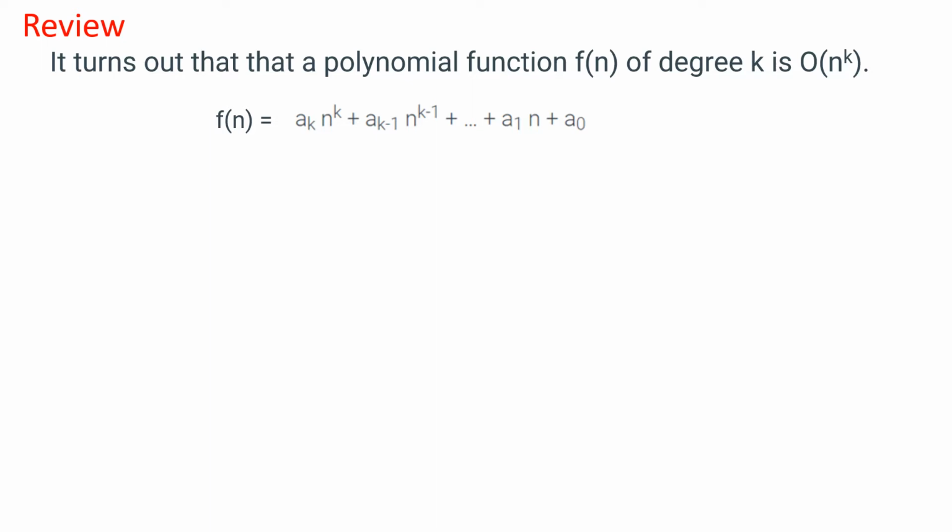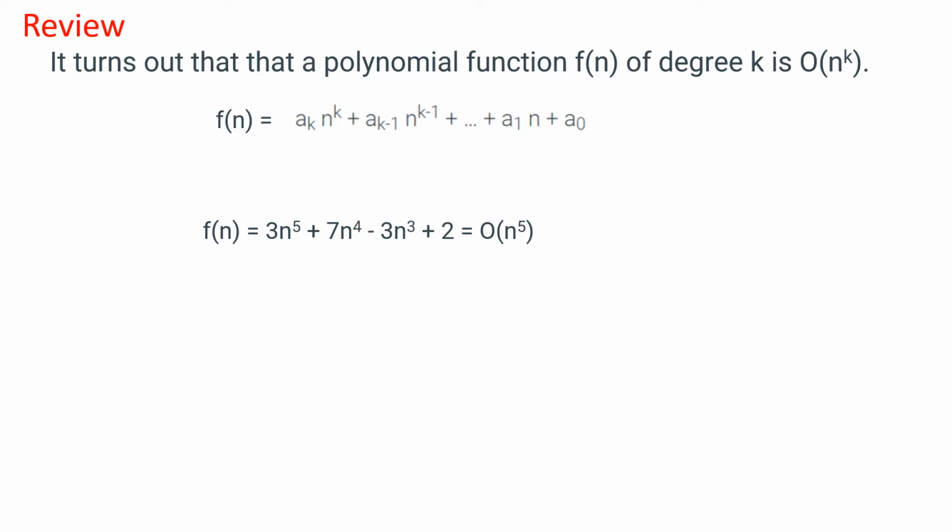Let's start by reviewing just a little bit about what we talked about last time. After learning what O notation means, we found out this fact: a polynomial function of degree k is always going to be O of n to the k. So basically, if you have a polynomial function, you take the term with the highest degree, drop the coefficient in front of it, and then you can say it's O of what's left.